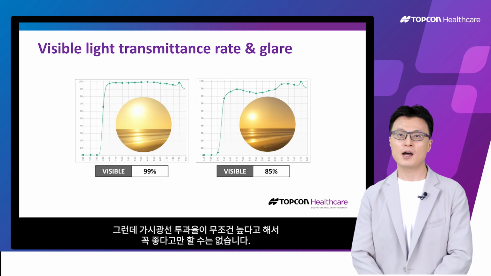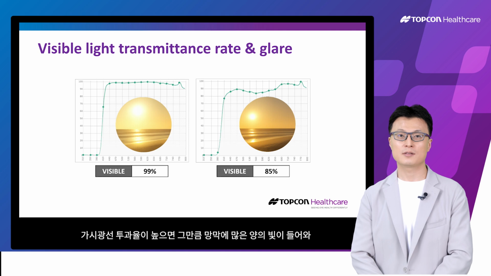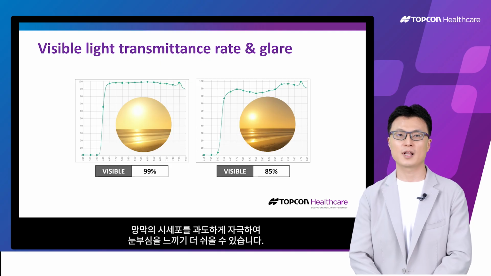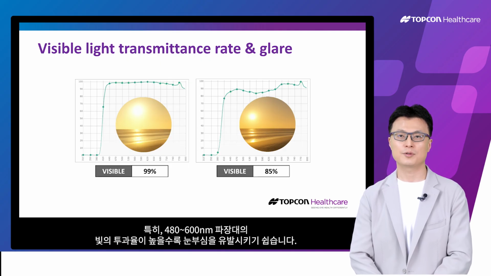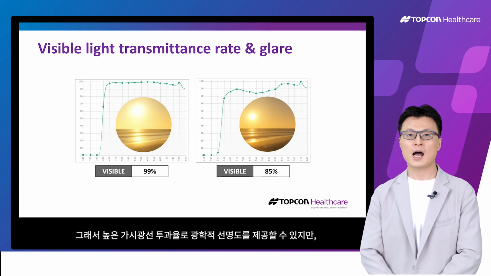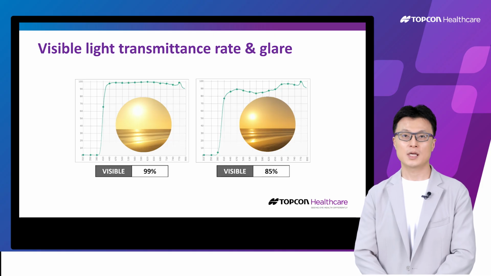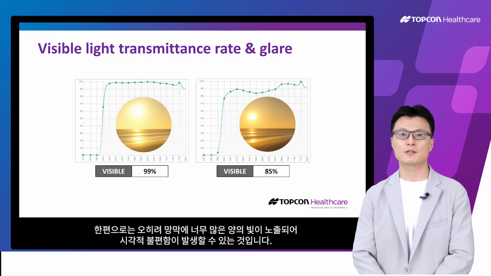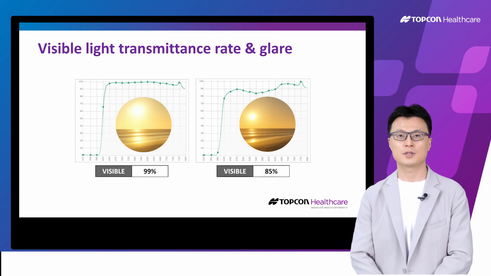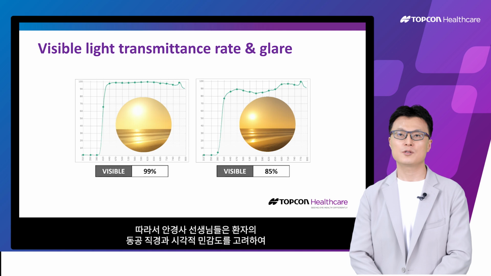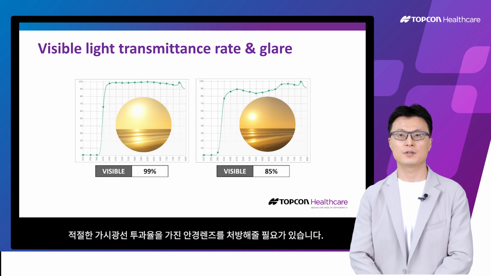However, having a very high VLT isn't always the best option. If more light passes through the lens, the retina's photoreceptors can be overstimulated, making you more prone to glare. This is especially true if a lot of light in the 480 to 600 nanometer range gets through. So, while a high VLT can offer clearer optics, it can also lead to too much light hitting the retina, causing visual discomfort. That's why optometrists need to consider factors like pupil size and visual sensitivity when prescribing lenses with an appropriate VLT.